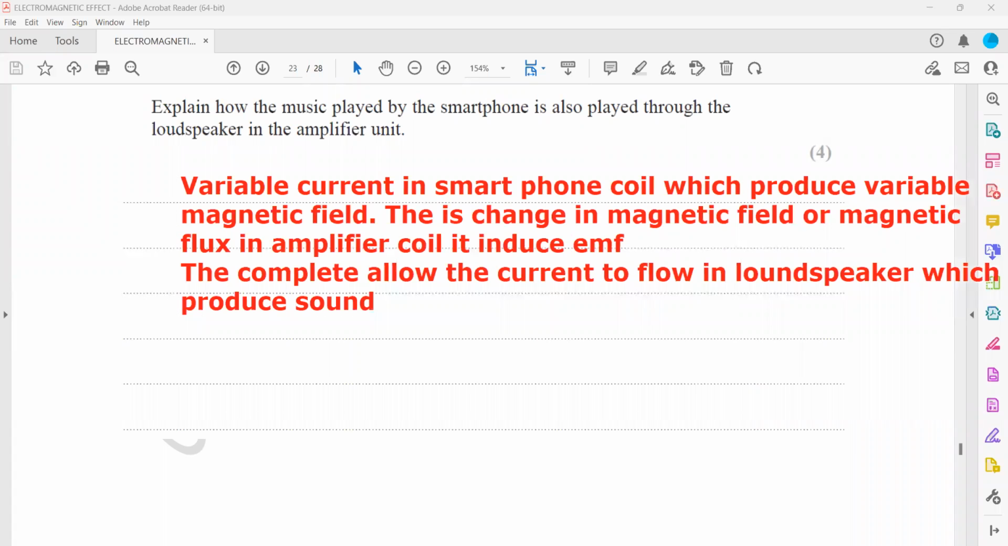Like the amplifier units are working. When you place a smartphone, the smartphone speaker is producing a sound, as well as there's a change in current in the smartphone speaker coil. That change in current produces a change in magnetic field. That magnetic field causes an induced EMF in the amplifier coil, and when the circuit is complete, the current starts to flow and the loudspeaker will produce sound.